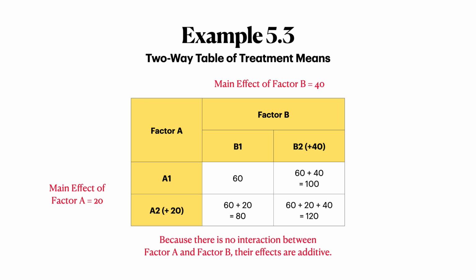So that is what it means for factors to be additive in their effect on the response. And factors are additive when and only when there's no interaction between them. If there is an interaction between them, then the two factors are not additive in their effect on the response. Likewise, if the factors are not additive, then we know that there is an interaction between the two factors.